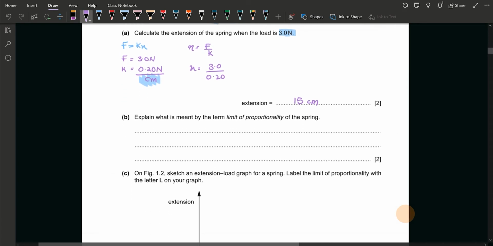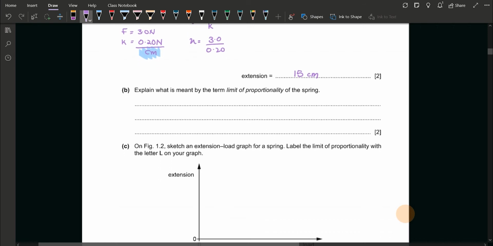Okay, explain what is meant by the term limit of proportionality of spring. So we can just write down the simple definition of limit of proportionality, which is going to be when the extension of spring is proportional to the load applied on spring.